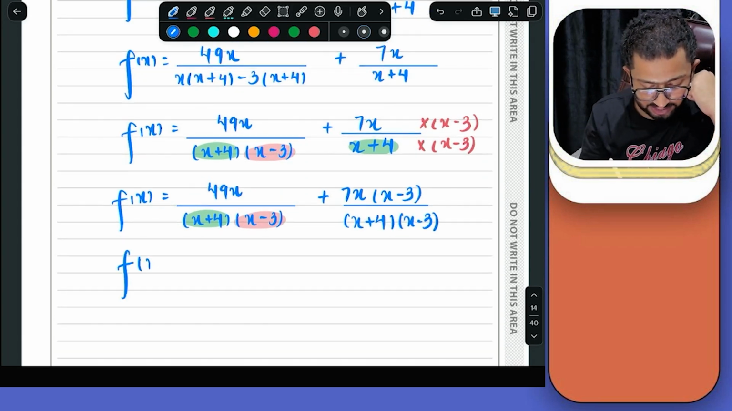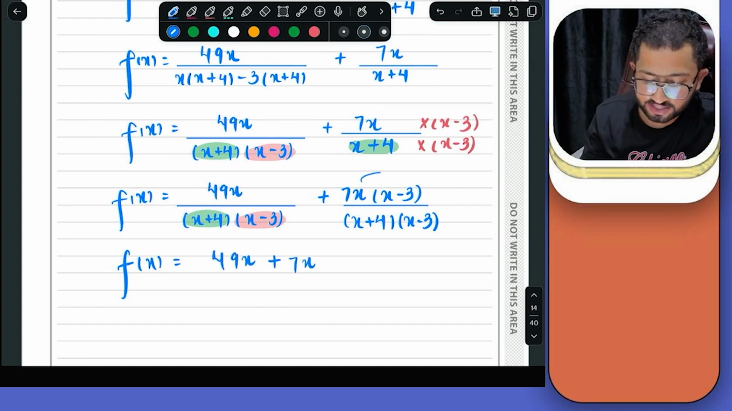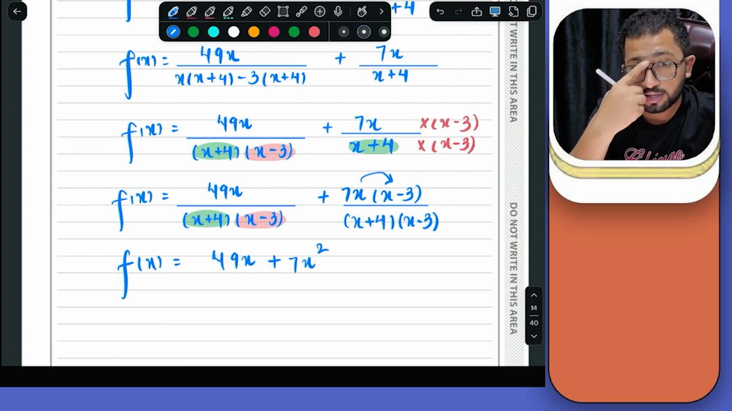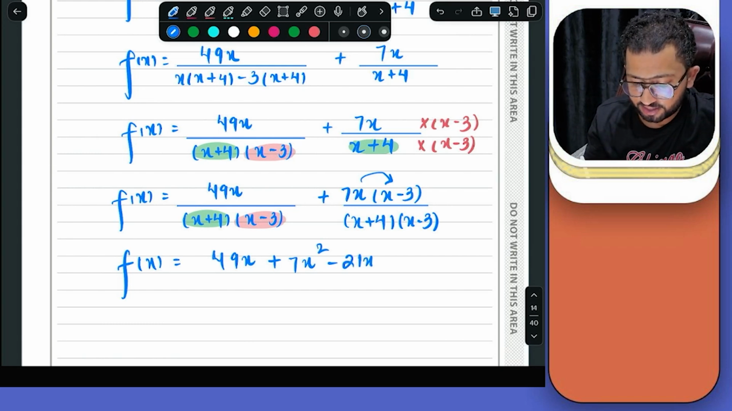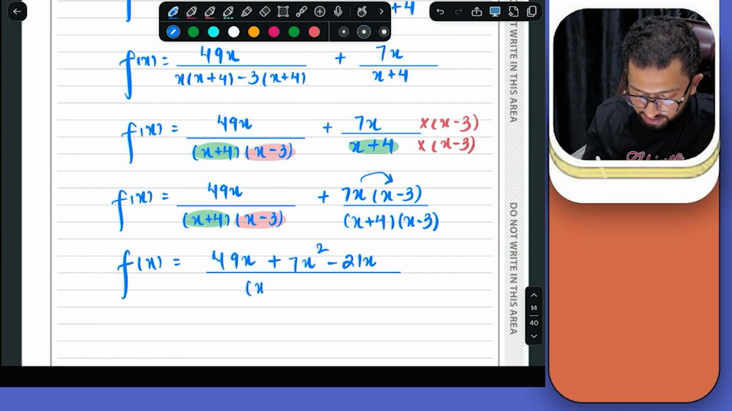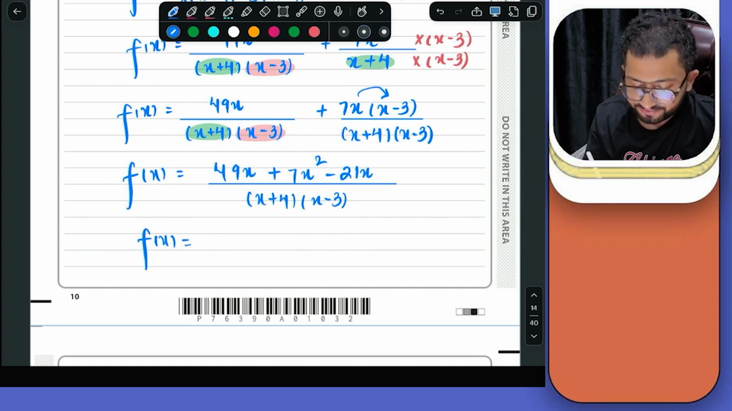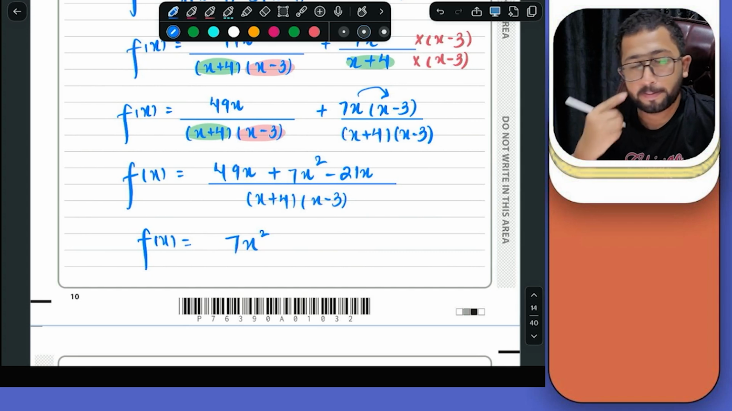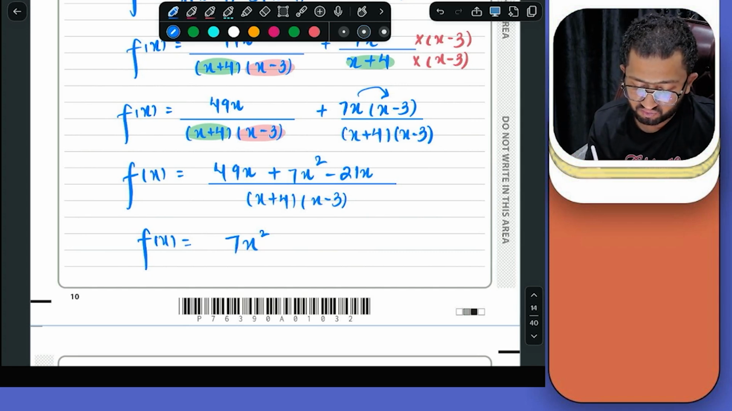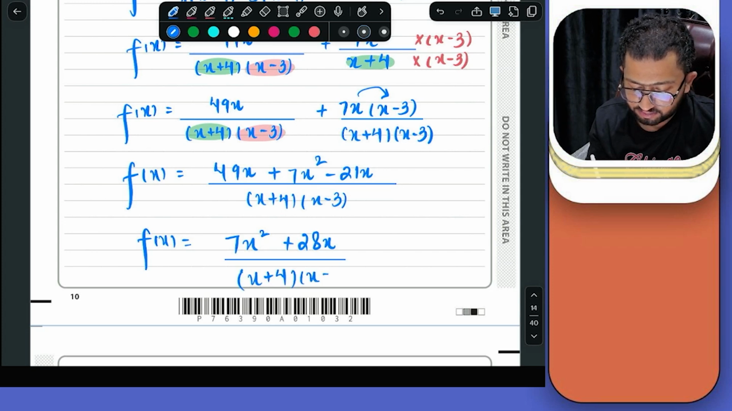So now the numerators can be added. 49x plus 7. Let's shift 7x inside the bracket. So 7x square minus 21x divided by x plus 4 into x minus 3. So all right, 7x square, 49x and minus 21x will become how much? I think 28x divided by x plus 4 into x minus 3.